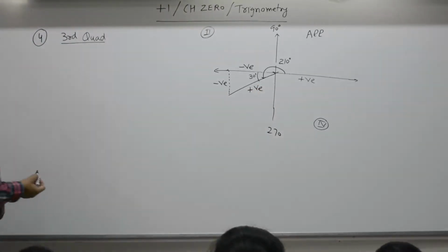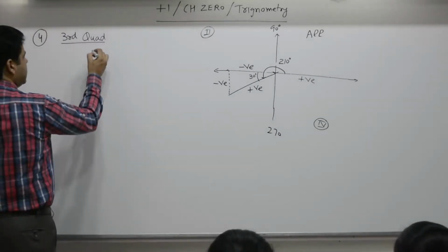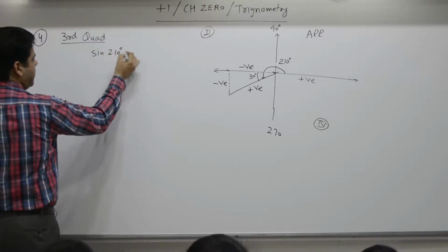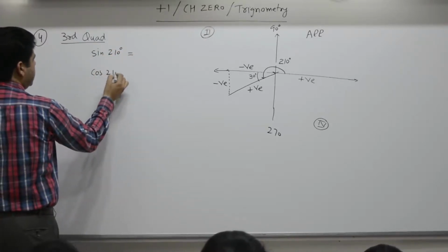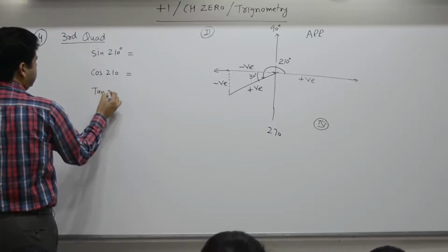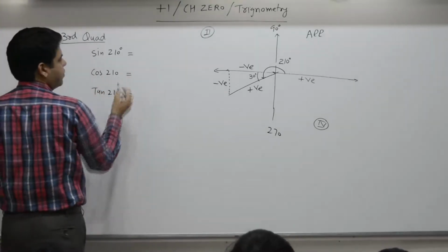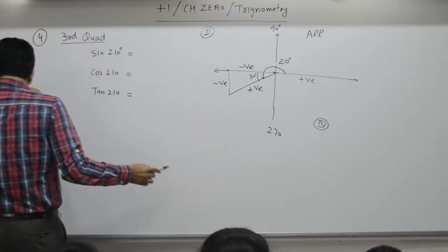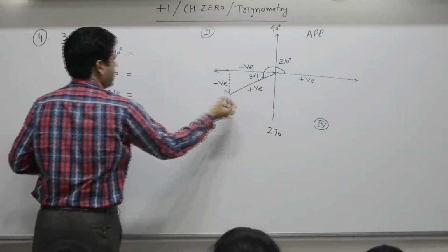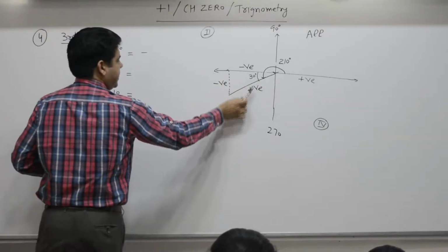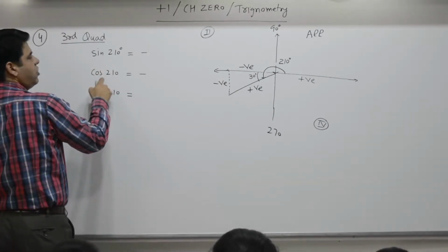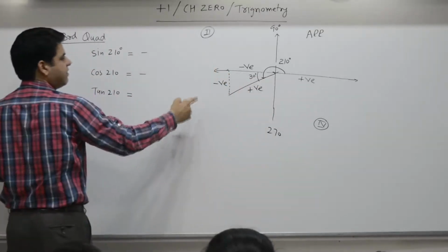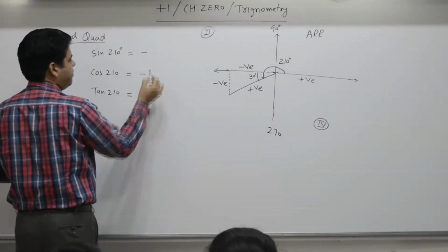Third quadrant. In the third quadrant, sine 210, cos 210, tangent 210, decide the signs. Perpendicular by hypotenuse, negative. Base by hypotenuse, negative. Sine by cos, negative by negative, or you can say perpendicular by base, both are negative. So negative divided by negative comes out to be positive.